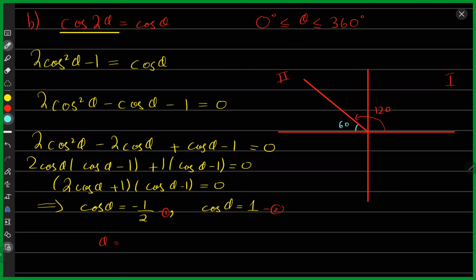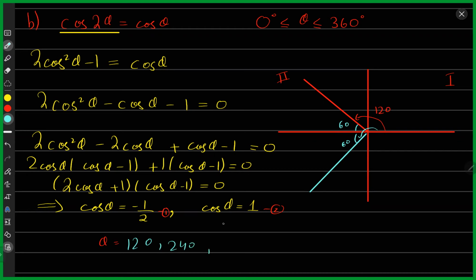Okay, so the basic angle is 60. Now we know that the basic angle is 60 and cos is negative in the second quadrant and in the third quadrant. And this angle is also going to be 60, and for the third quadrant it would be all the way from here to here, so it would be 180 plus 60. So theta would be 120, the angle in second quadrant, and 240, the angle in third quadrant.